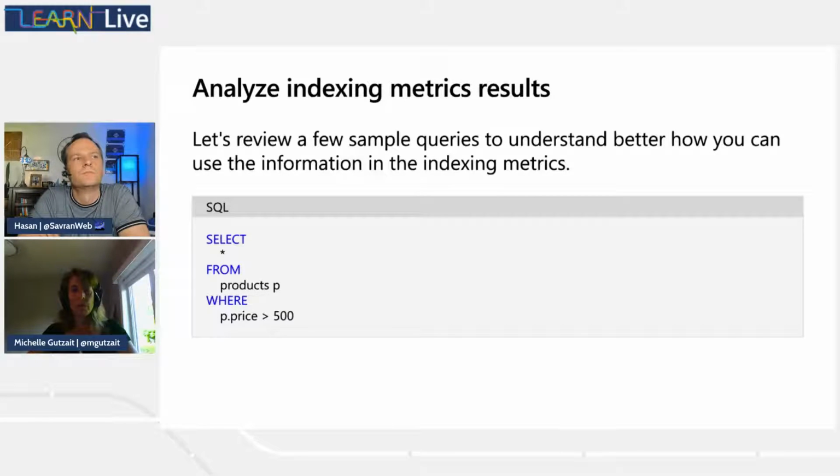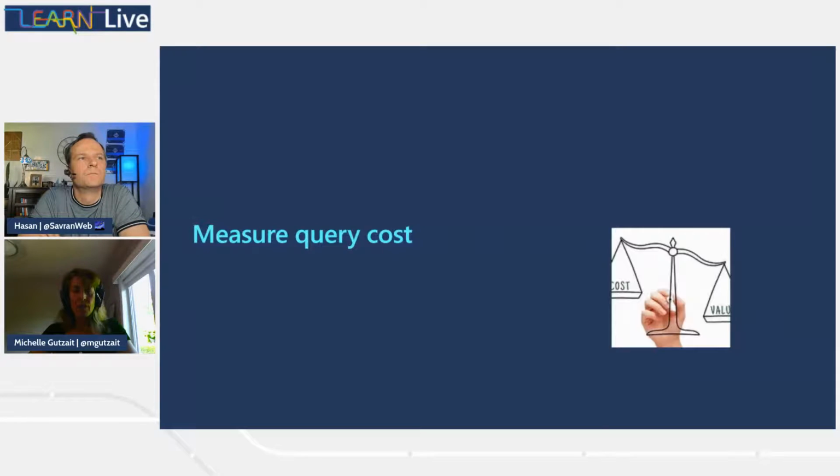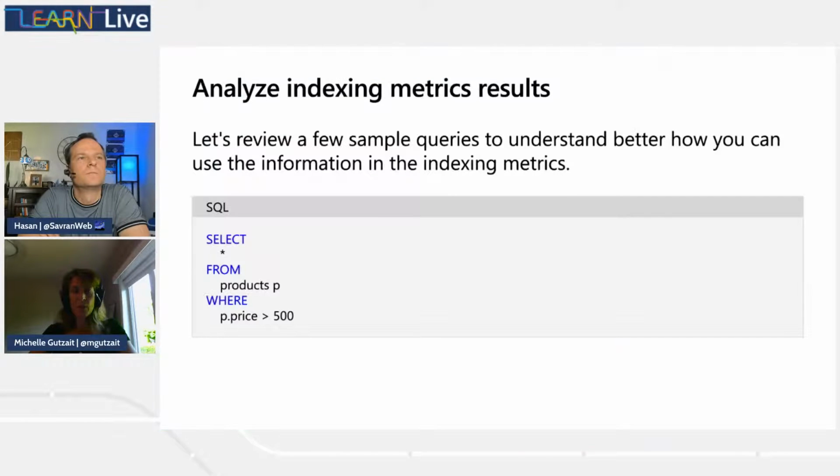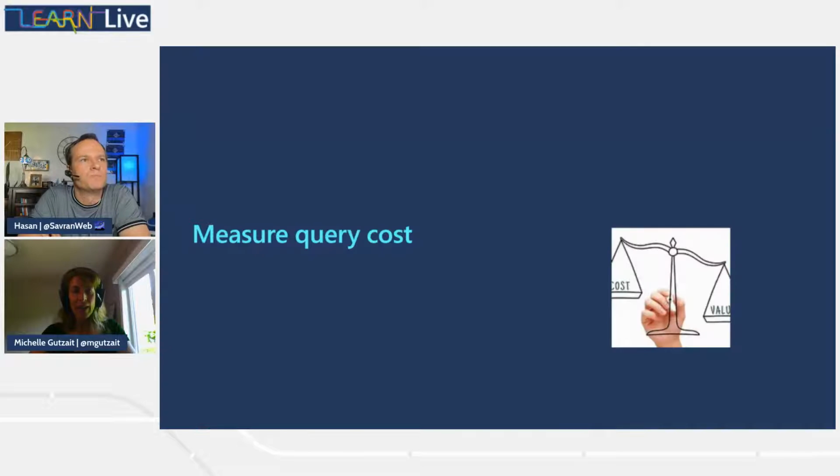And so we're going to see an example. Hasan started showing us an example of how to look at sample queries and understand how you can view some information about the metrics. You do have additional metrics. I'm not sure, Hasan, we showed everything, right? Correct. We showed all the indexing metrics. Okay. So let's move on to see how we can measure the query cost.